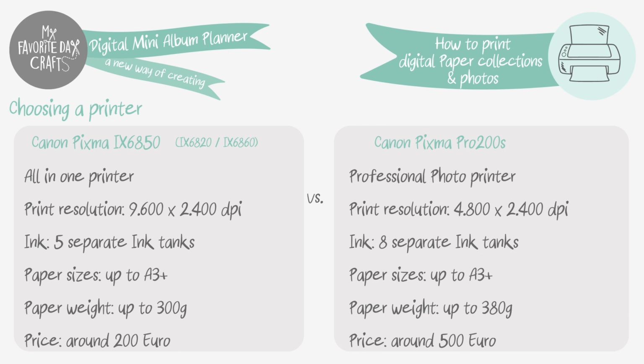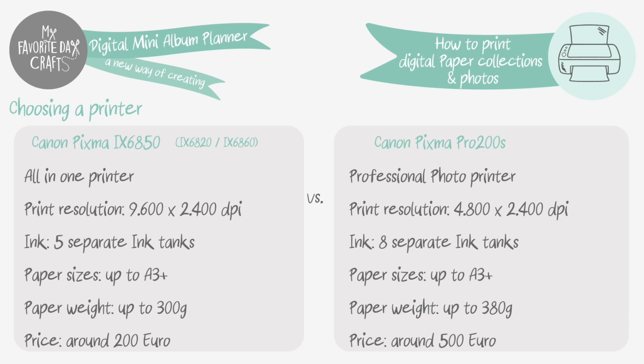Now, according to Canon, the Canon PIXMA IX is a multi-purpose printer, and the Canon PIXMA Pro is for professional photo printing. And just to mention some other differences, the Canon PIXMA Pro comes with 8 different inks, and the Canon PIXMA IX just has 5 different inks. Having 5 separate ink tanks means that you don't have to change the whole ink set if one of the inks is running low, so you can just change the color which needs to be changed. I also want to mention that those inks for the Canon PIXMA IX are also available in extra large size, which is of course cheaper than buying the regular sized inks.